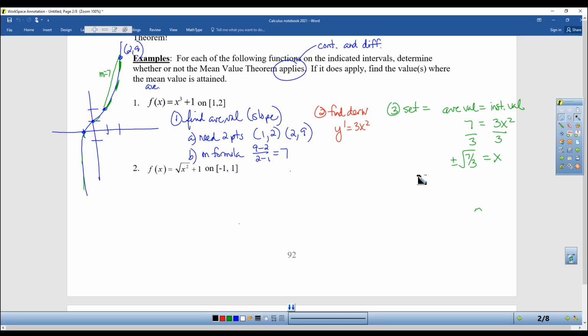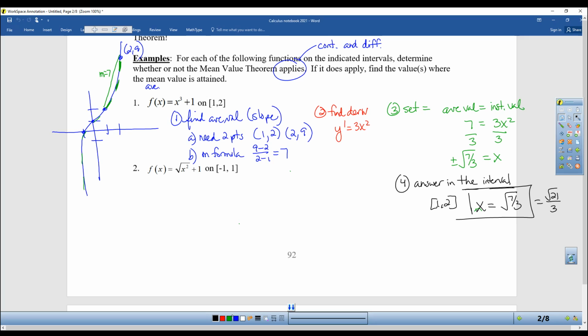So if you were going to have a step 4, it would be answer in the interval. In this case, we're on the interval 1 to 2, so the negative would not apply. So where is the mean value obtained? At the square root of 7/3. If you rationalize the denominator, square root of 21 over 3. Same thing.